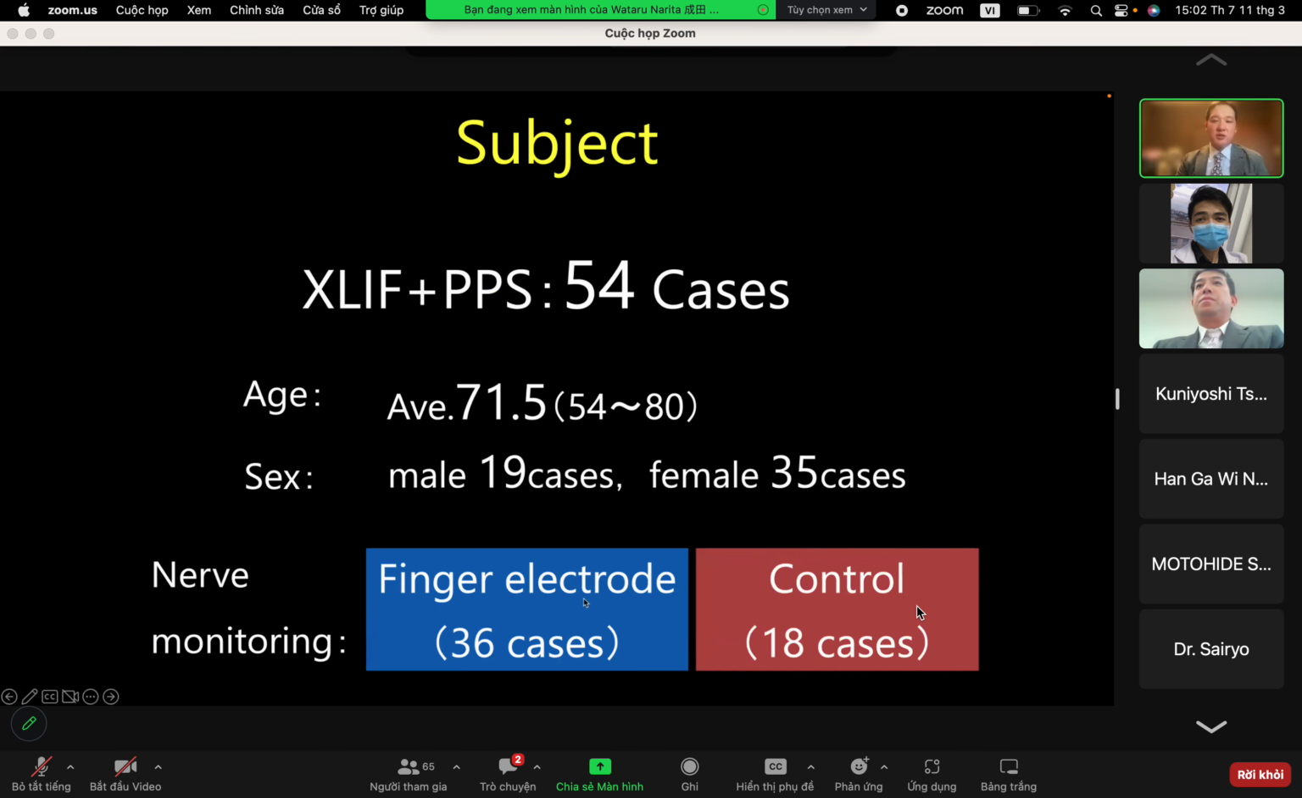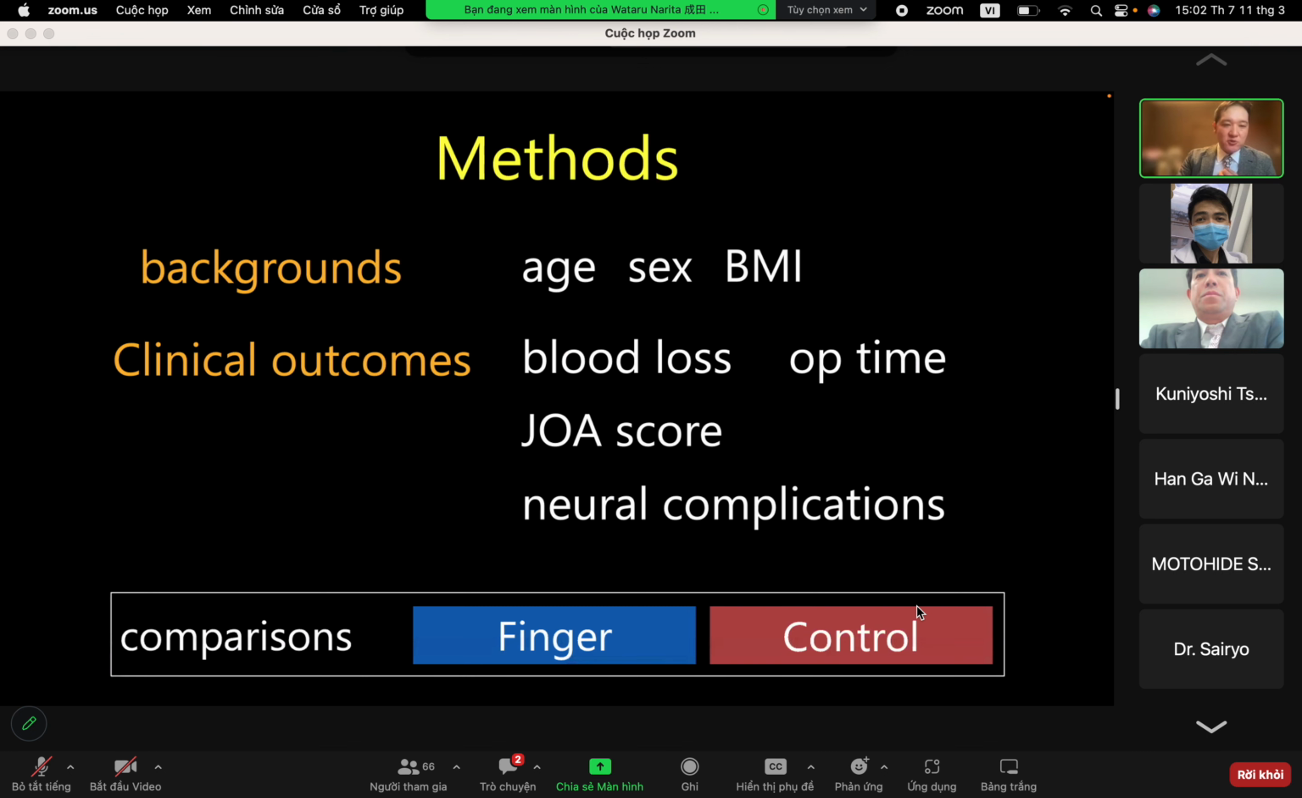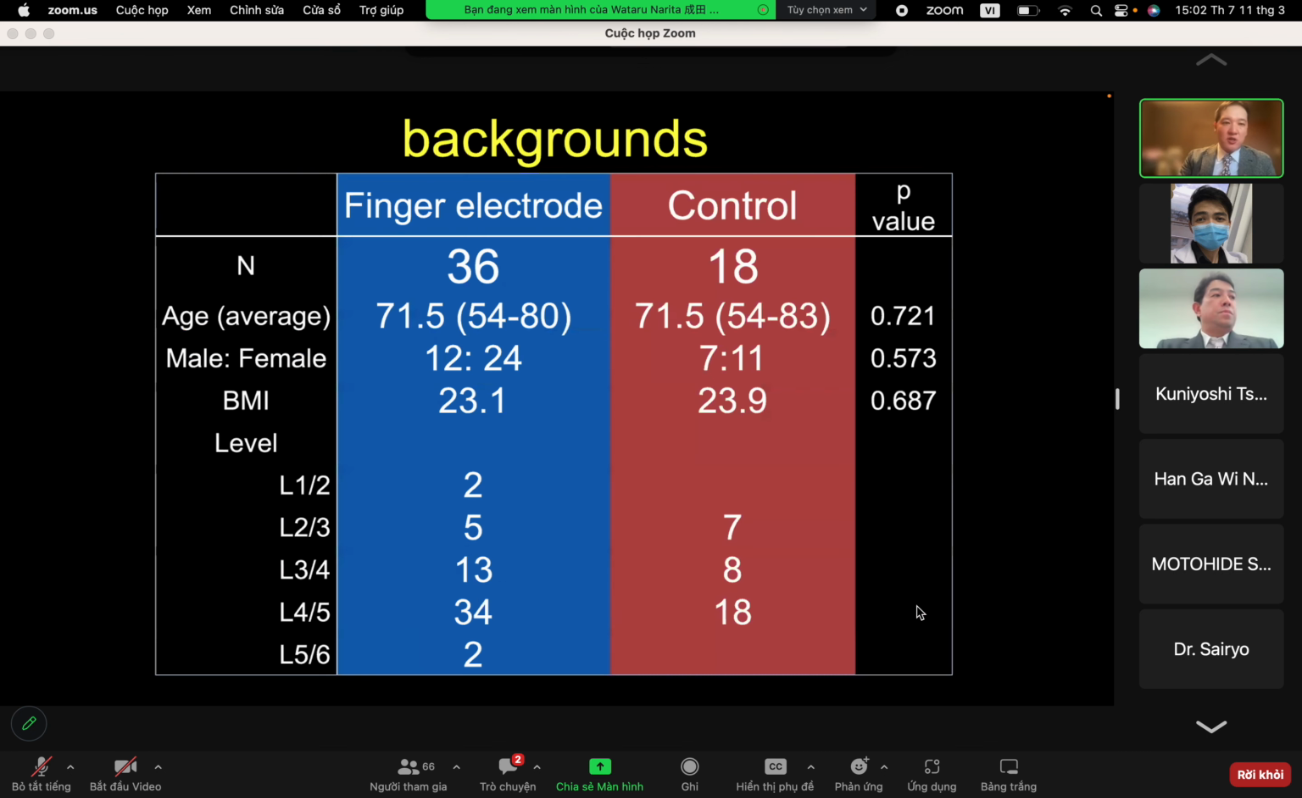So this is the XLIF cases. This included 19 males and 35 females, whose average age was 71 years. This shows the subjects here, the Spring Retractor group and the conventional XLIF group. So the method is here, and the background and clinical outcomes are shown here. So comparisons, Spring Retractor and control group. So 36 patients and 18 patients. The Spring Retractor group includes severe cases like this.